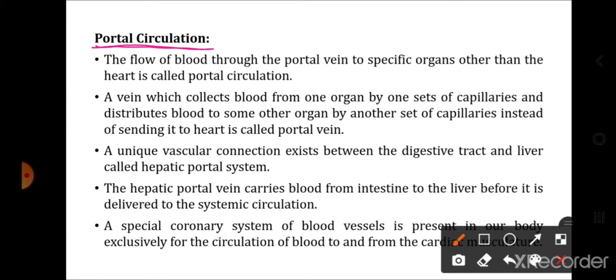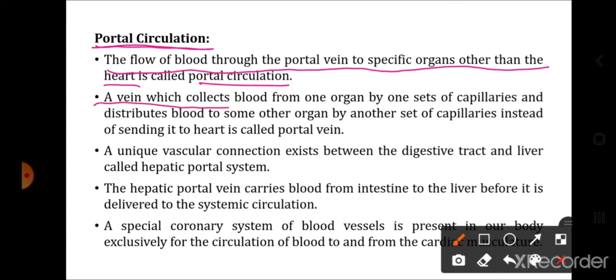But there are certain veins which, before entering into the heart, open into some other organs. Such veins are called the portal veins. And वो portal vein जो blood का circulation करता है, that is called the portal circulation. The flow of the blood through portal vein to specific organs other than heart is called portal circulation.